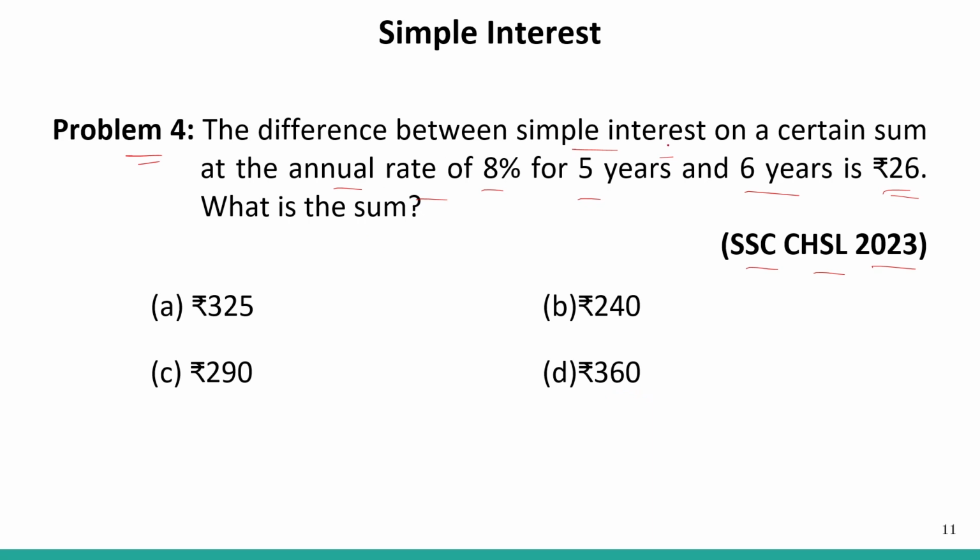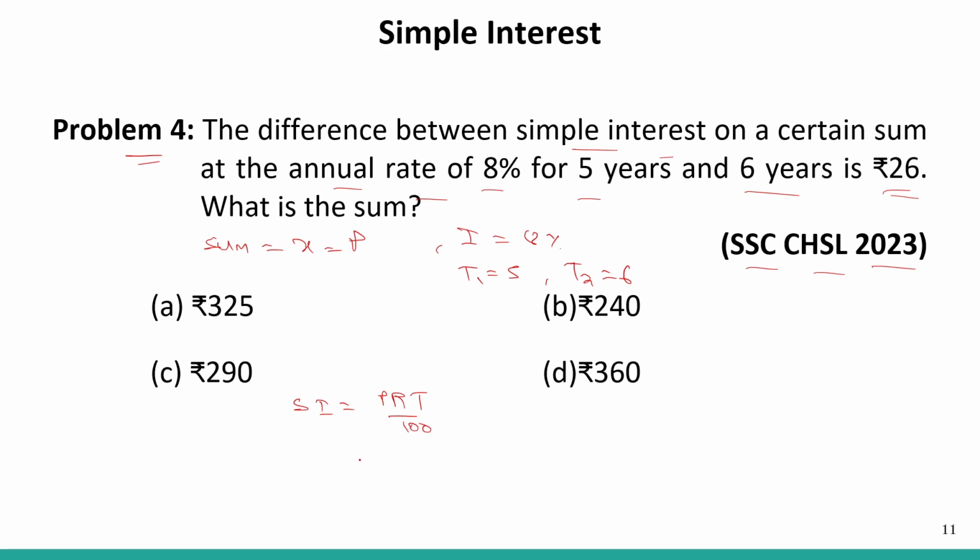So the difference between simple interest on a certain sum, okay, let that sum be X amount. Okay, P, that is equal to principal amount. Okay, at the annual interest rate of R is equal to 8%. T is equal to 5, T1 is equal to 5 and T2 is equal to 6. Okay, so SI is equal to what? PRT by 100 when R is given in terms of percentage. Okay, this is what we know.